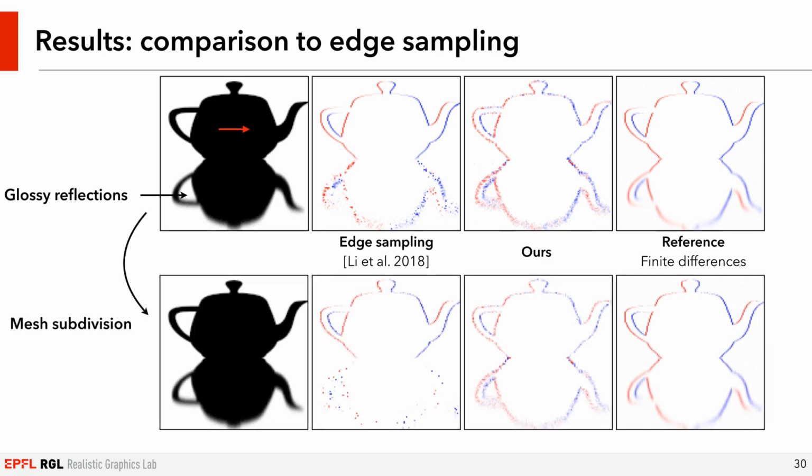If we subdivide this teapot in order to increase the number of edges, we can observe that the edge sampling technique lacks robustness in glossy reflections. When the scene has many edges, it becomes very challenging to identify the silhouette edges that contribute to partial derivatives. To the contrary, our method produces the same result as before because it does not require the sampling of silhouette edges. Note that the computation time was the same for these two images, approximately 1 second.